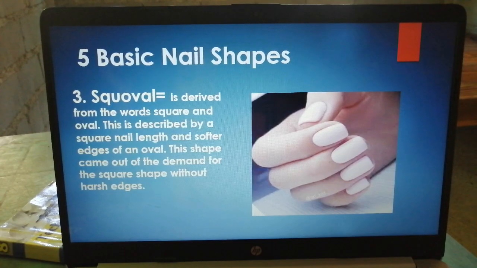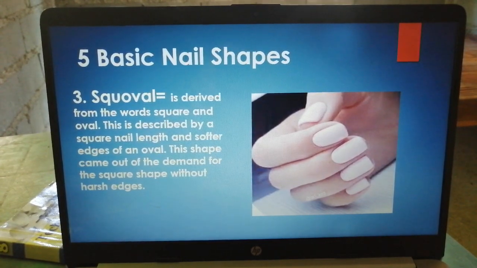Then next is squoval. Ito yung sinasabi ko na combination ng square and oval. So yan yung shape naman nung squoval. Tingnan nyo yung picture. When we say squoval, it is derived from the words square and oval. This is described by a square nail length and softer edges of an oval. This shape came out of the demand for the square shape without harsh edges.